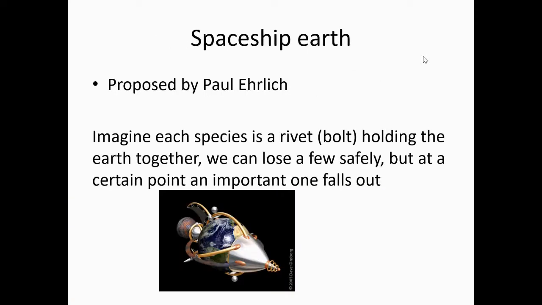Spaceship Earth was proposed by a scientist named Paul Ehrlich. He, in the 1960s, I believe, described the Earth as a giant spaceship, and every species on the planet is a bolt or screw holding it all together. And he said, if you think about machinery, you can lose 1 or 2 screws and it might still work fine, but eventually you might lose an important bolt and then you're in trouble. And that's how he described a reason for protecting diversity. We often don't know the importance of something till it's pulled out of our food webs.